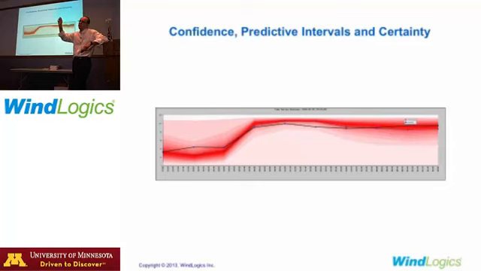I mean, we love it if the wind speed is going to be 35 or 40 miles per hour, because we're on the flat part of the power curve where it doesn't matter if the forecast has error. Whereas if you're on that steep part, any little difference of opinion is going to be magnified. So you can put this probability distribution around the forecast, come up with these predictive intervals, and that's useful.